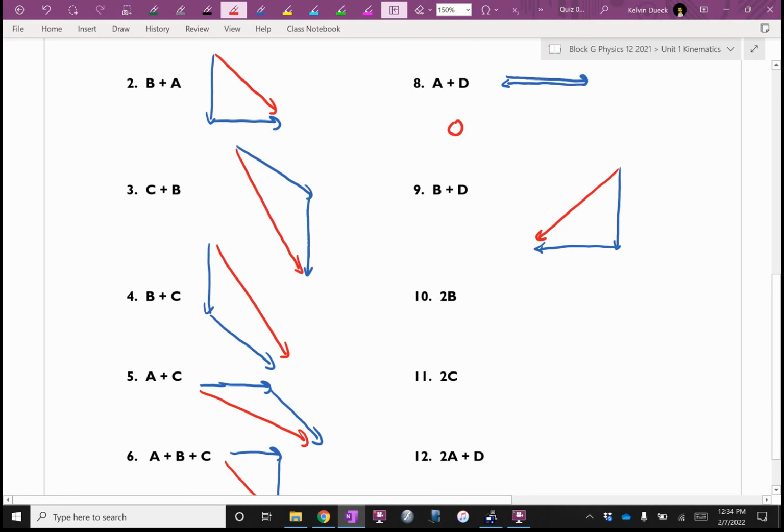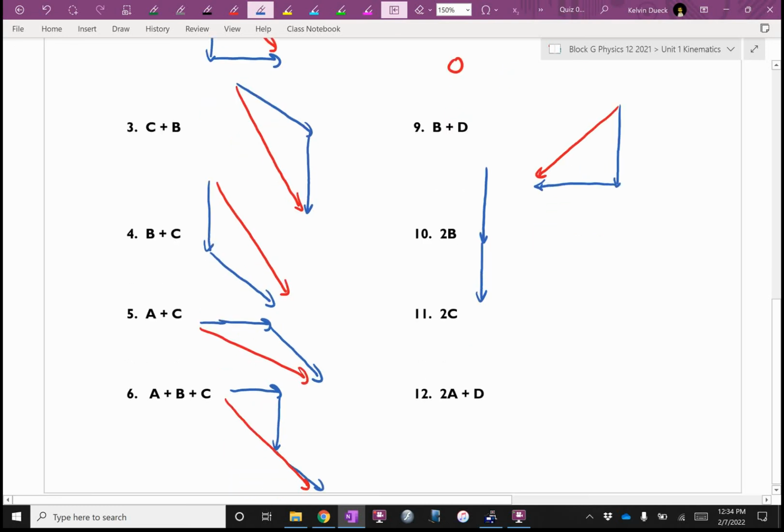2B, or not 2B. Hey, that's funny. 1, 2. 2C. 1, 2. About a 45-degree angle. 2A plus D. I guess it would be 1, 2. You know what? I think 2A plus D is the same as 1A.